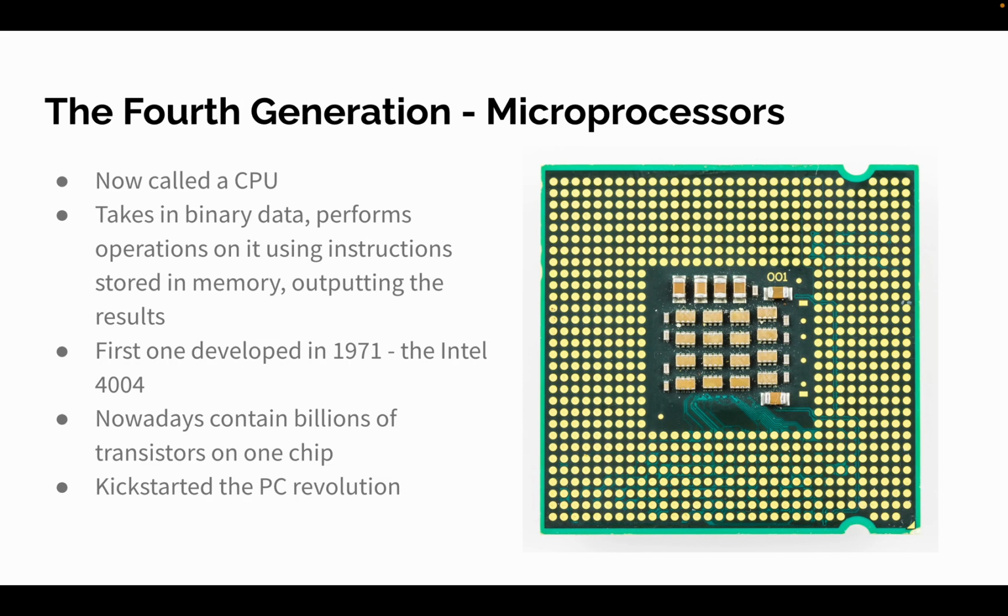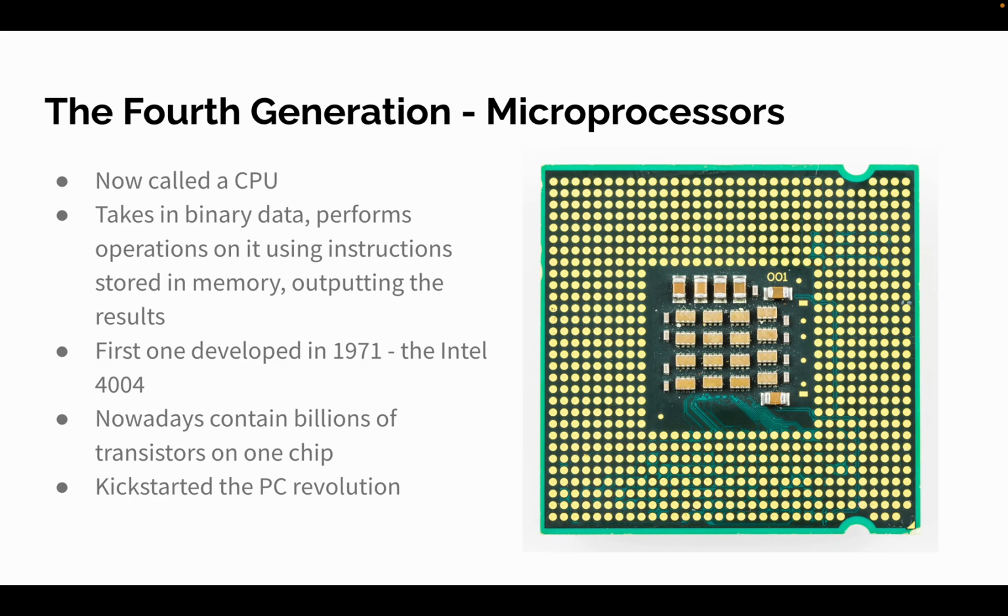Then we move on to the fourth generation of computing, which has carried into the present day. This is where we are now. A microprocessor, also more widely known as a CPU, or central processing unit, takes in binary data, performs operations on it using instructions that it has stored in its memory, and then it outputs the results.